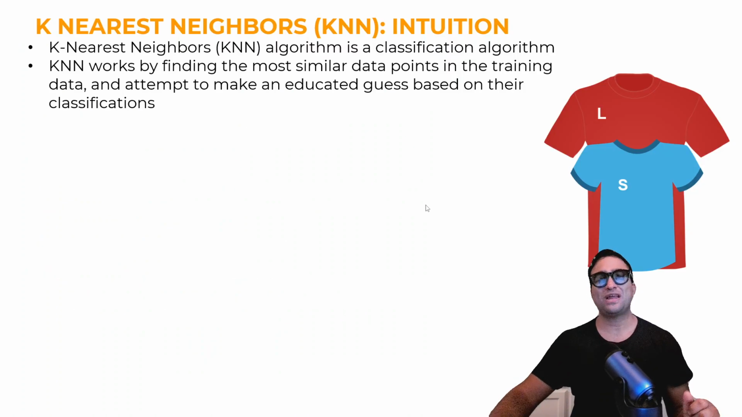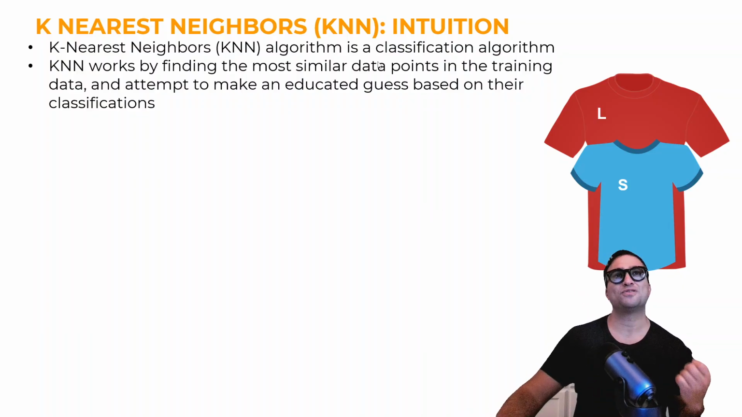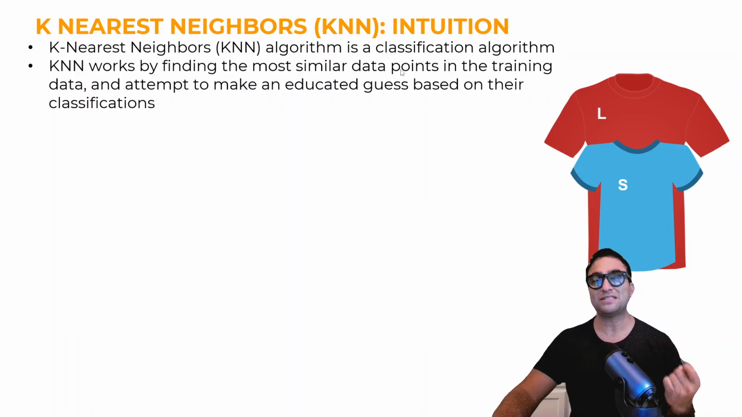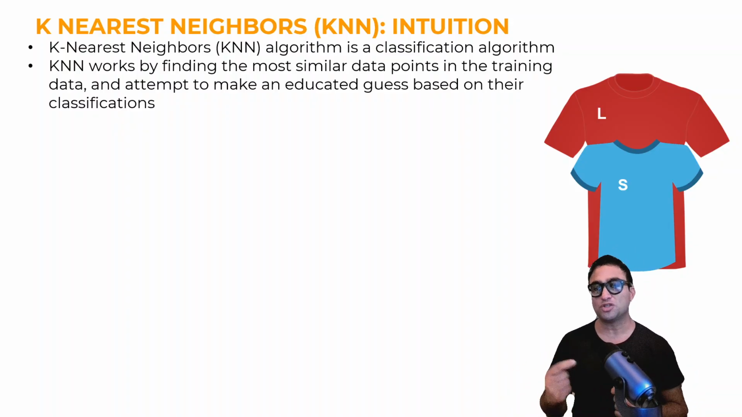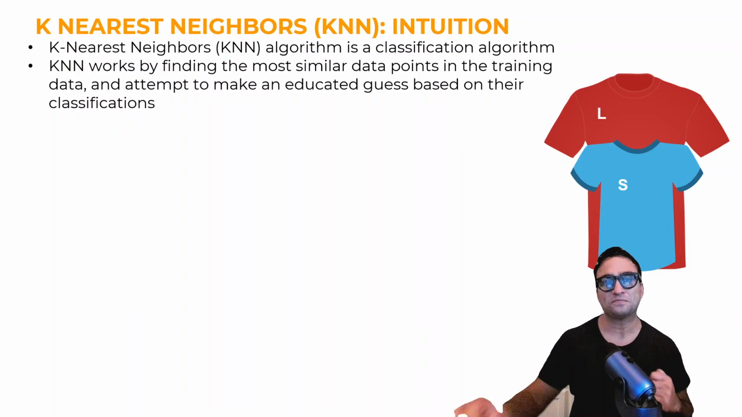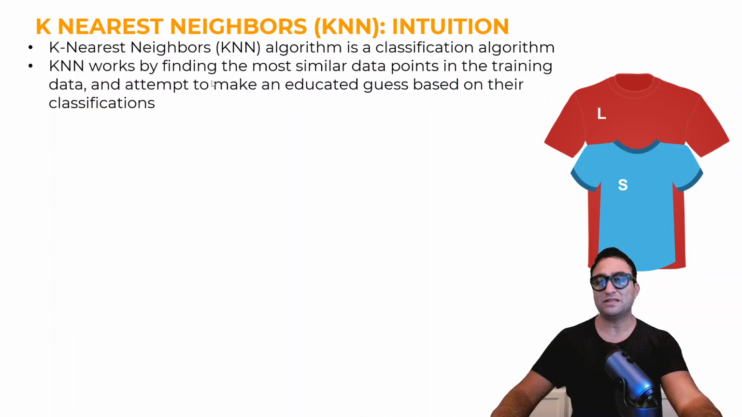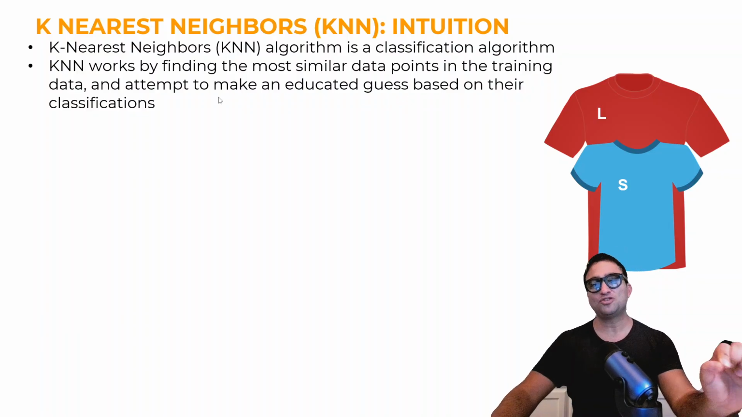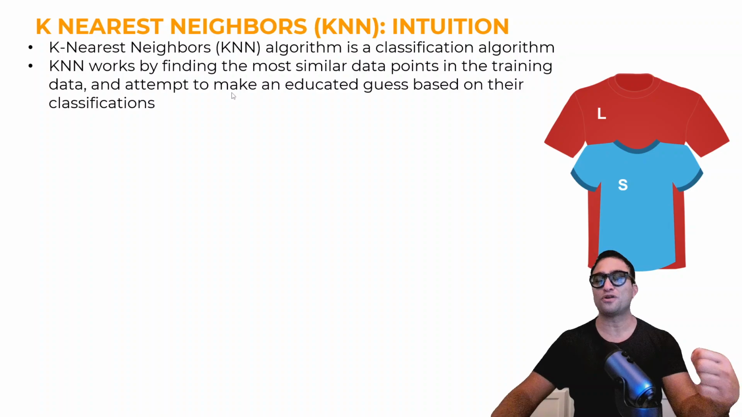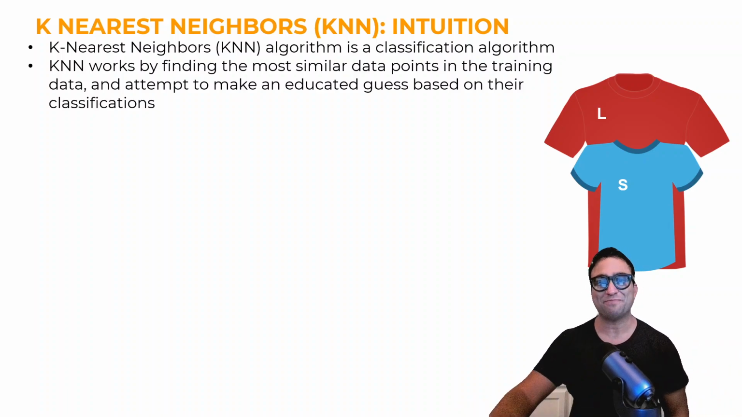Okay, so let me walk you through the KNN algorithm. K-nearest neighbors, or KNN, is a classification algorithm. Within SageMaker, you can also use it to perform regression tasks as well, but here we're primarily going to focus on the classification piece. Simply put, KNN works by trying to find the most similar data points in the training data and making an educated guess based on their classification. I know that might sound a little strange, so let me show you an example right away.